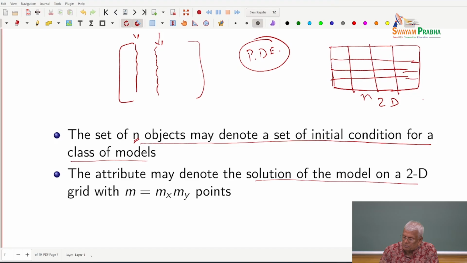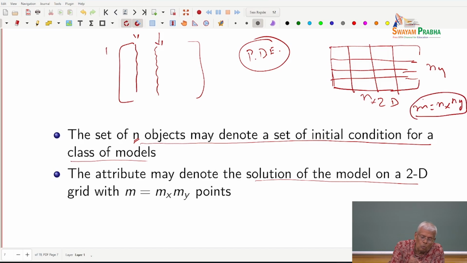So if there are n points in this direction and m points in this direction, the total number of points is nm. I'm sorry, this is nx, and this is ny. So my m is equal to nx times ny. So there are m number of points, 1 to m, and there are n initial conditions, 1 to n.